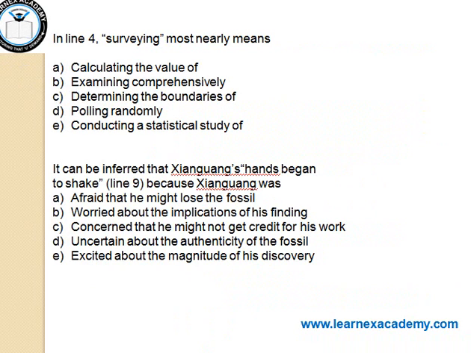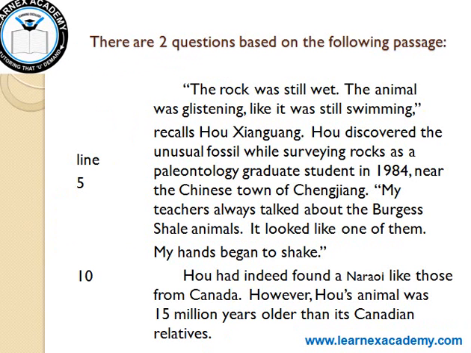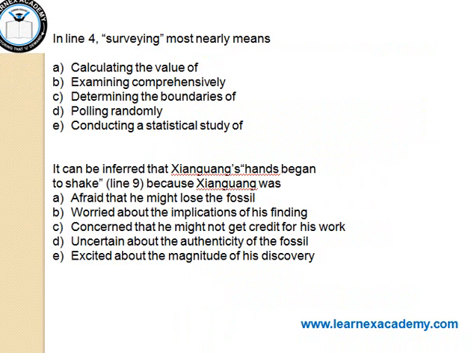It's referring to line 4, looking at the word surveying. What does it most nearly mean? So let's refer back to line 4. We probably want to underline it. We may even want to read the sentence that precedes it and the sentence that follows it to help us understand what that word surveying means. So we're looking at context clues. Let's see if you can go ahead and answer the first question.